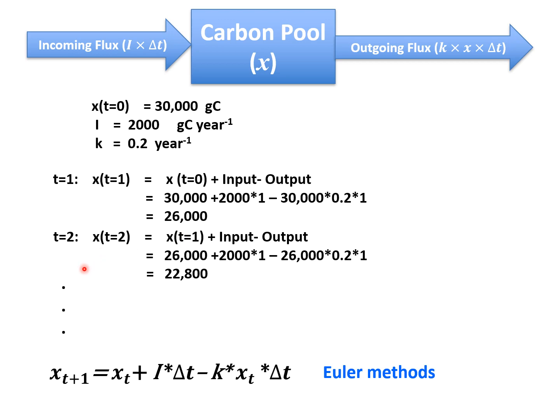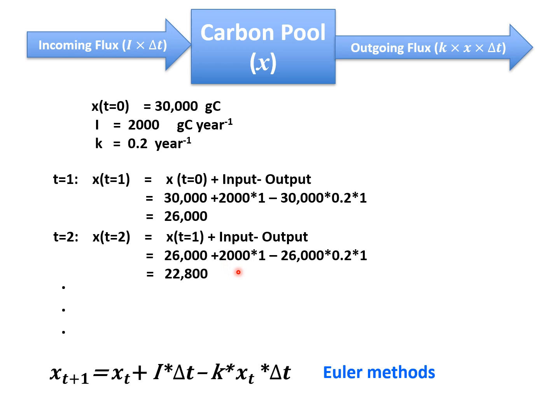So if you are curious and want to know the size of our carbon pool 1 year forward in time, that is when t equals 2, it's the same logic. When t equals 2, the carbon pool size equals the carbon pool size of the previous time step, that is X at t equals 1, plus the total income carbon flux minus the outgoing carbon flux. The pool size at t equals 1 is now 26,000 grams of carbon.